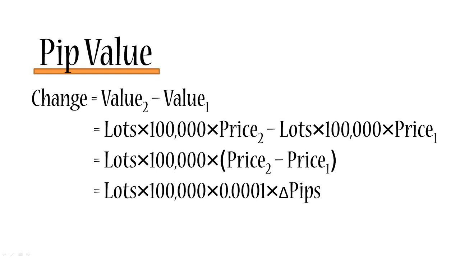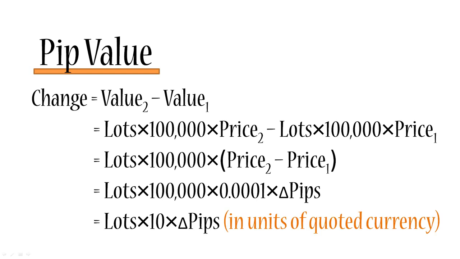And we know that regardless of whether we're using a 4-digit or 5-digit broker, a pip is always 0.0001. So here we're replacing price 2 minus price 1 with delta pips times 0.0001. And next, we get rid of the 100,000 times 0.0001, which gives us 10. So the change in value is always equal to lots times 10 times delta pips and is measured in the units of quoted currency.